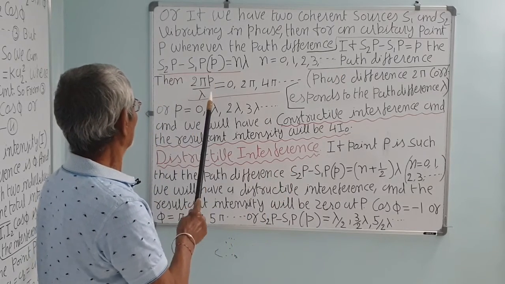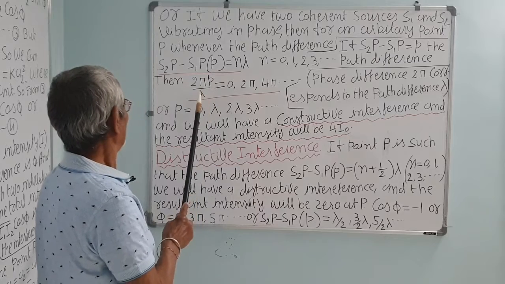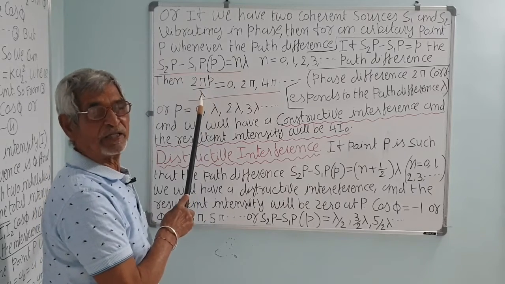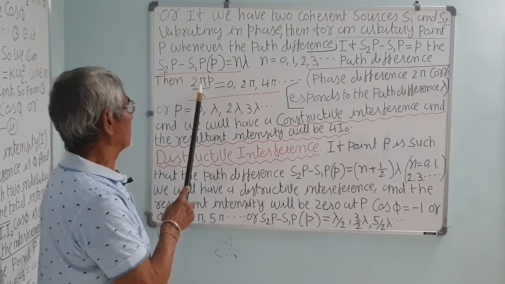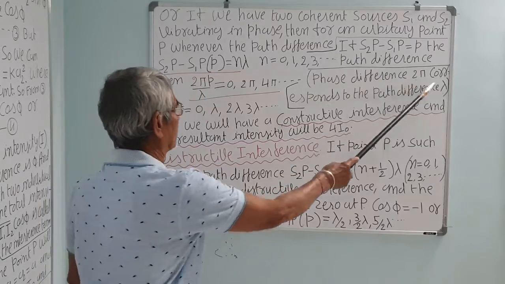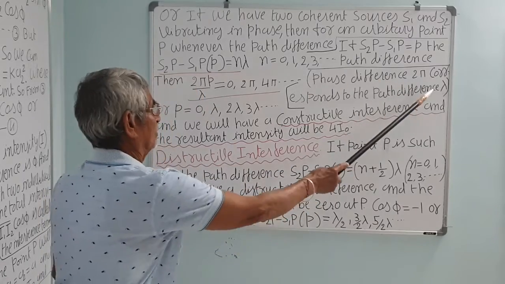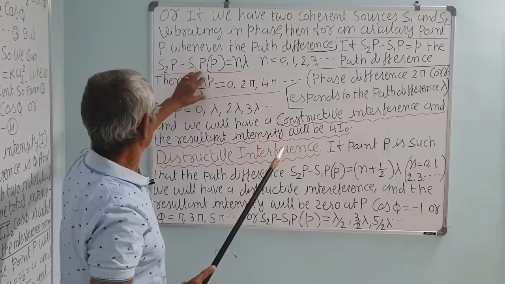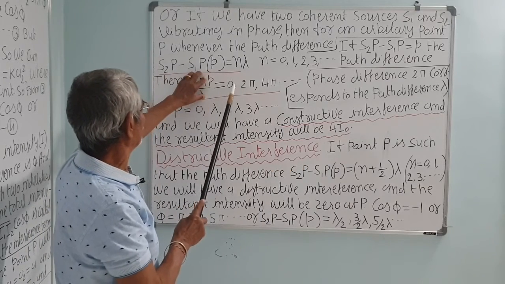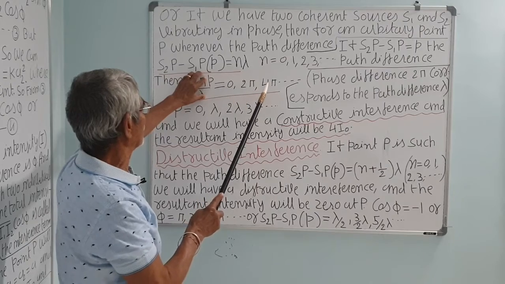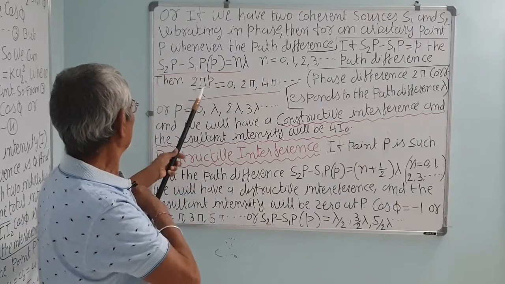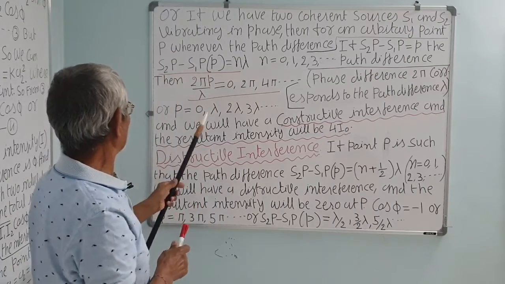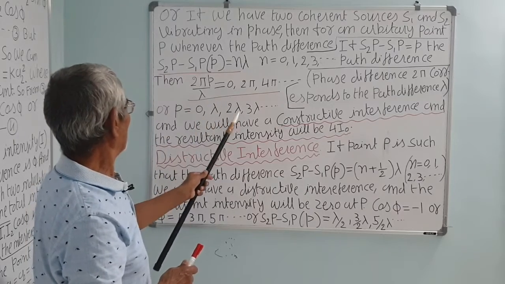Or in the case of the phase difference, the path difference lambda is equivalent to the phase difference 2 pi. Phase difference 2 pi corresponds to the path difference lambda. That you can also write. So make it 2 pi upon lambda. That is, say the phase difference is 0, 2 pi, 4 pi. You can take this term on this side and you can get 0, lambda, 2 lambda, 3 lambda.